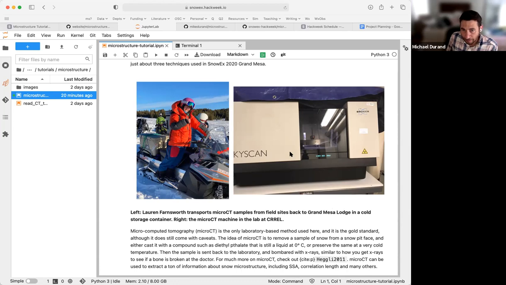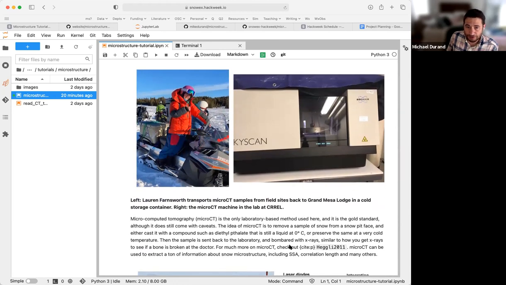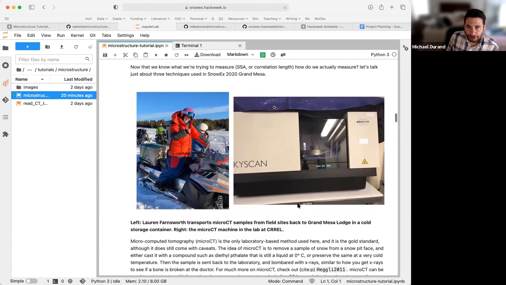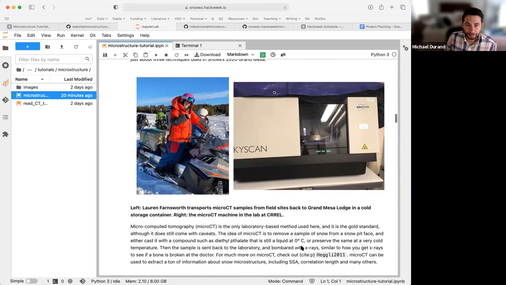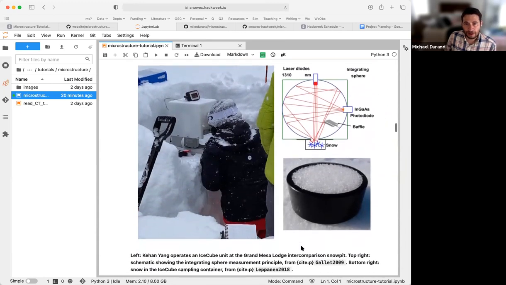And here's the CT machine itself. I think you can just see a little hint of the snow sample in there. And there's various ways that this is done. Sometimes you cast it, sometimes you just ship it back cold. So that's micro CT. And what you get from the CT machine is literally an X-ray that tells you within that sample, each few nanometers, whether you're looking at ice or air. You can think of it as a 3D ice-air classification map for a several centimeter sample of snow.